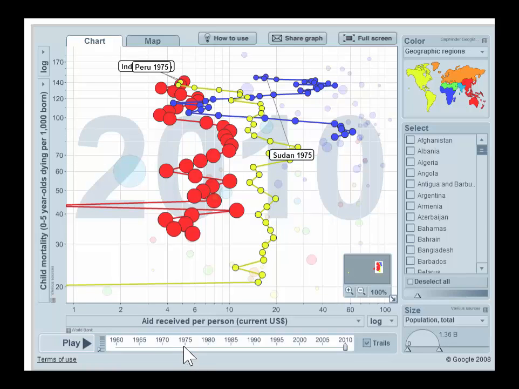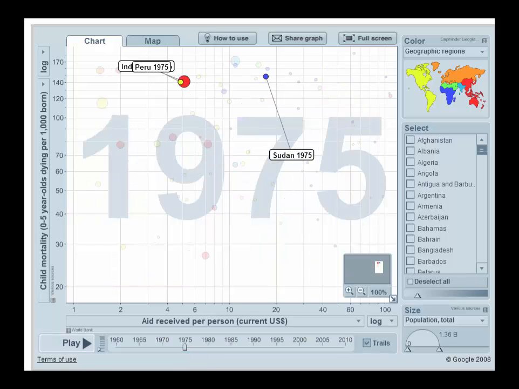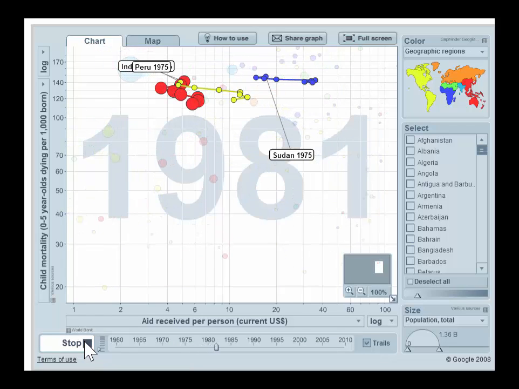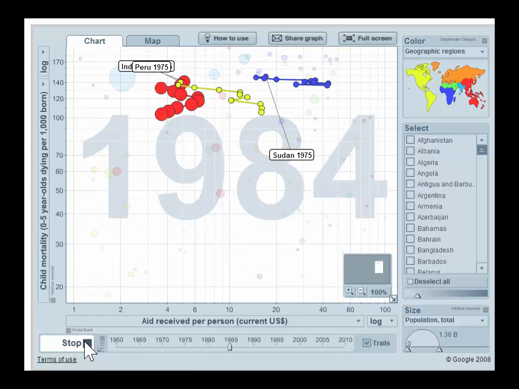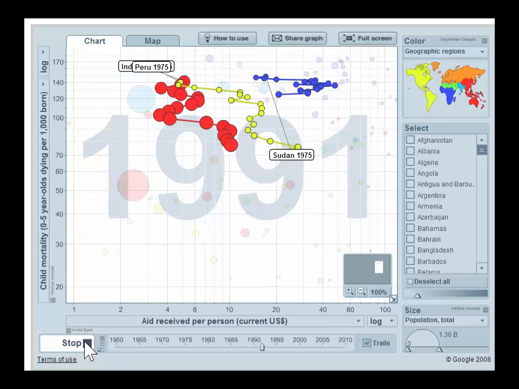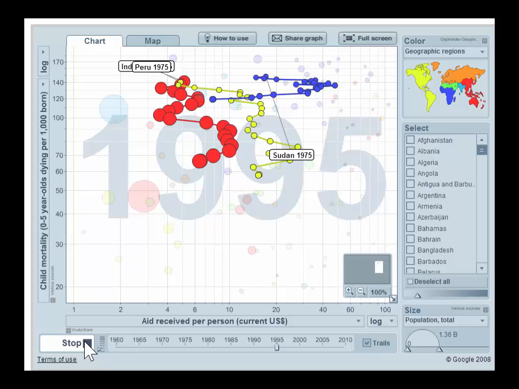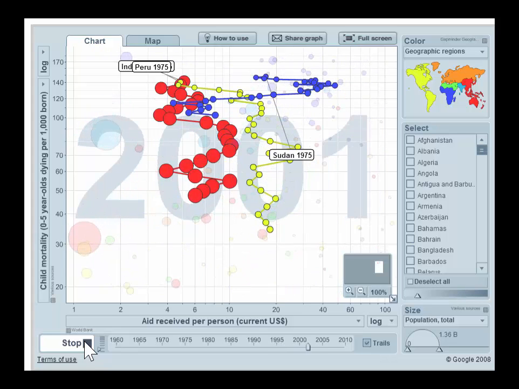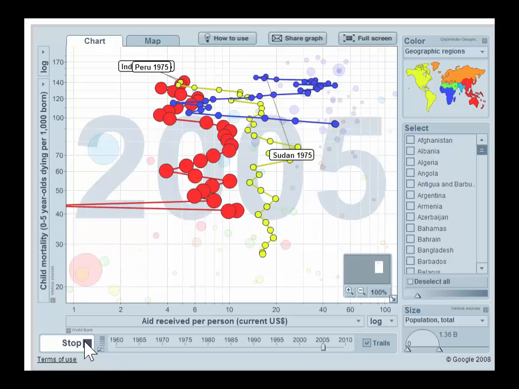When we look more closely at it, by 2010, Indonesia reduces its infant mortality rate by 81% to 33 per 1,000 and never received more than $11 per person. Peru reduced its rate by 86% to 20 deaths per 1,000 and never received more than $28 per person.